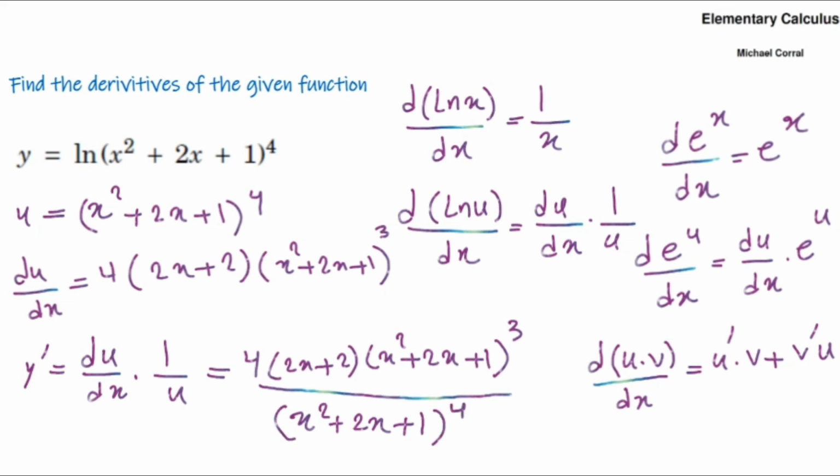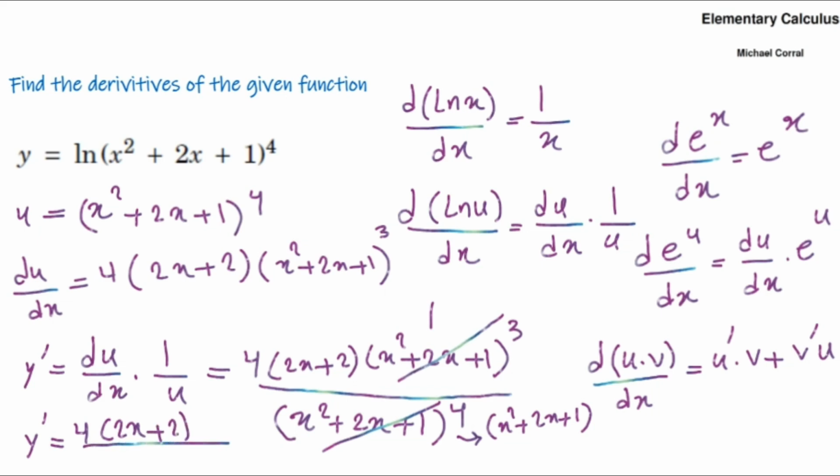And we can simplify this fraction, and this expression is 1, and this expression is x squared plus 2x plus 1, and y prime equals 4 times 2x plus 2 over x squared plus 2x plus 1.